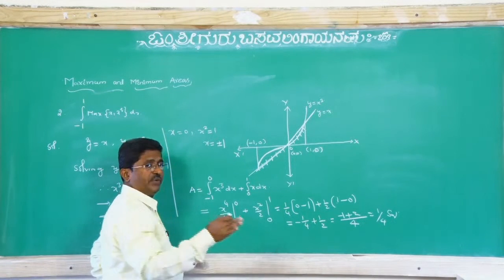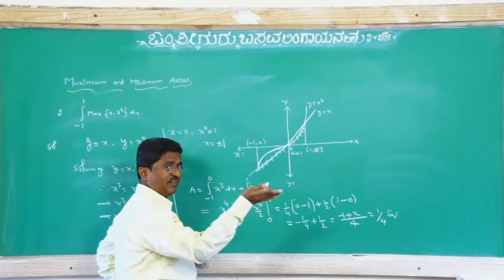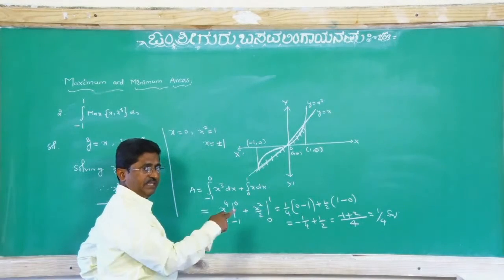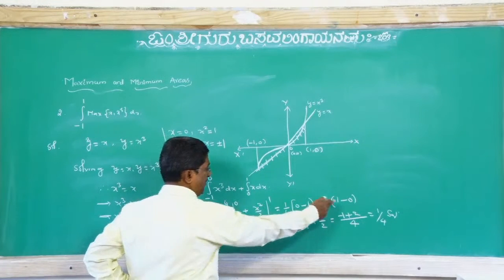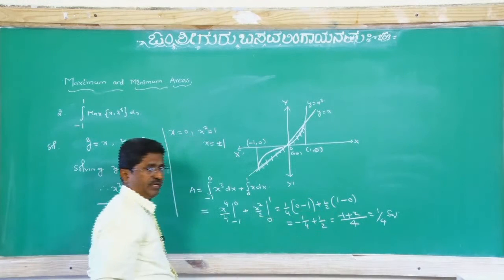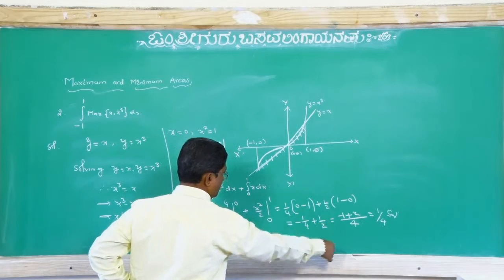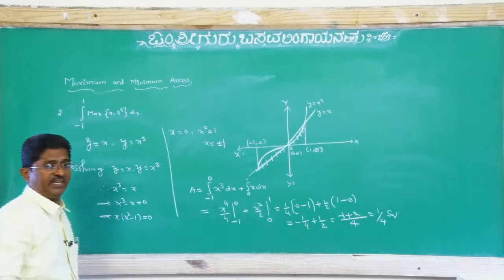Minus 1 to any even power is always positive. But it is f of upper limit minus f of lower limit, so minus into plus gives minus only. Understand? So next, half into f of upper limit, 1 square equal to 1, minus 0. So this becomes minus 1 by 4 plus 1 by 2. After LCM, we get 1 by 4 as the required area.